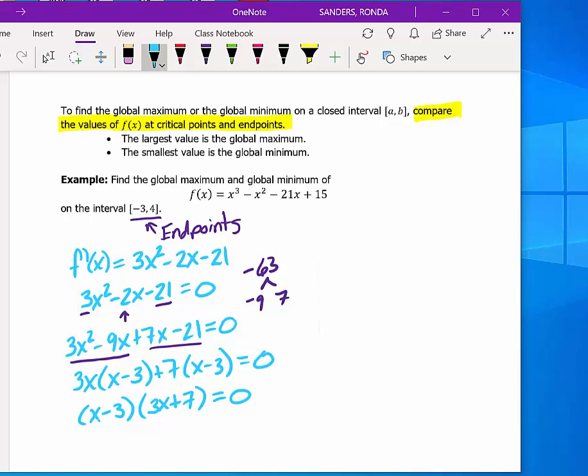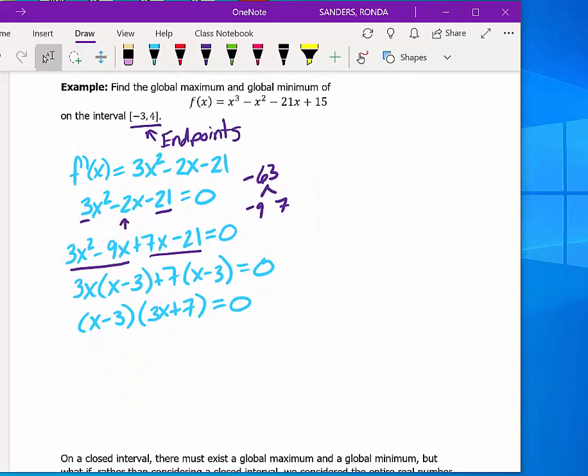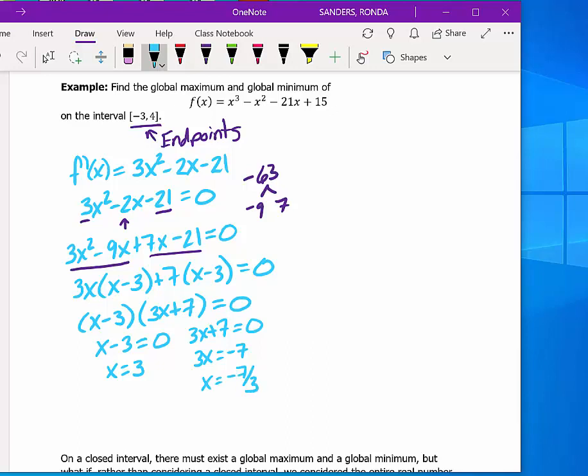We now use the 0 property that tells us that if two values multiply to give me 0, one or the other of them has to be 0. So either x minus 3 is equal to 0, in which case x is equal to 3, or 3x plus 7 is equal to 0, in which case 3x is equal to -7, and x is equal to -7 over 3. The values x is equal to 3 and x is equal to -7/3 are our critical points.